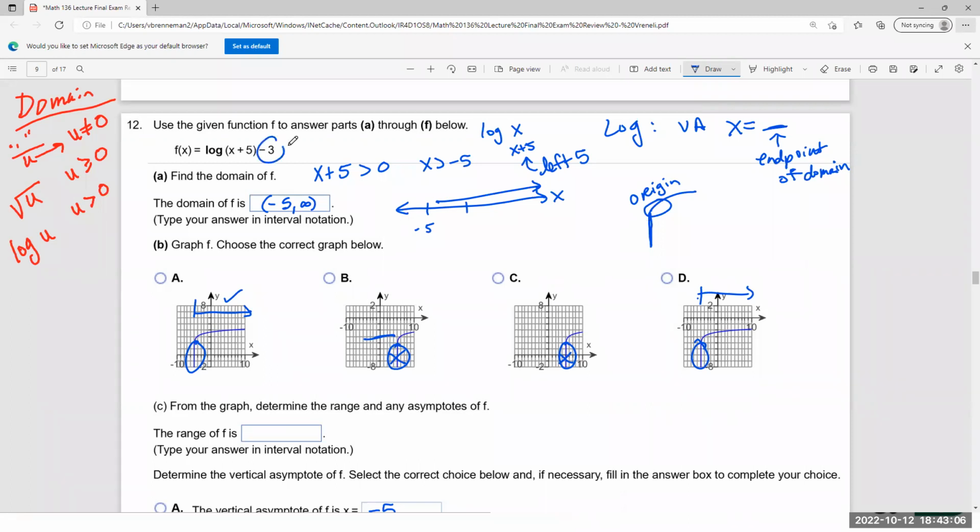The -3 here is shifting this graph down 3, and that's going to affect where that turning point happens. So we're looking for that turning point to happen below the x-axis. And so that's going to correspond to this graph here. We have that shift down versus this graph A has been shifted up. So that makes that incorrect.